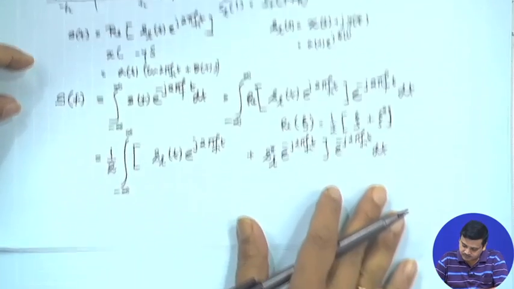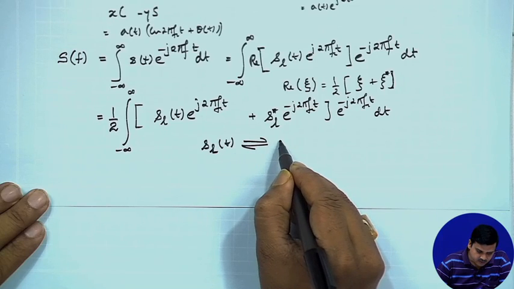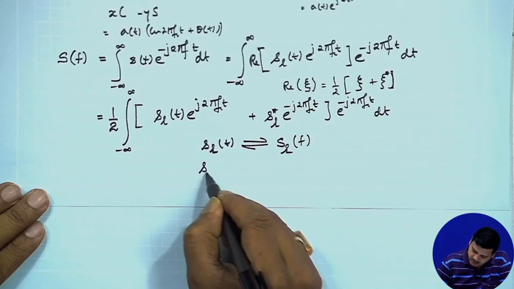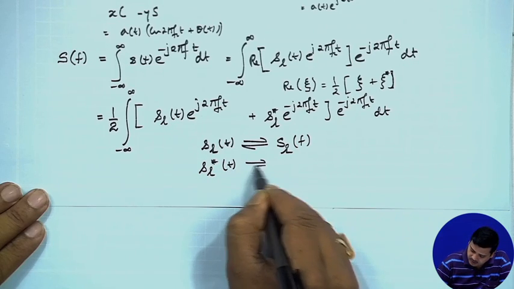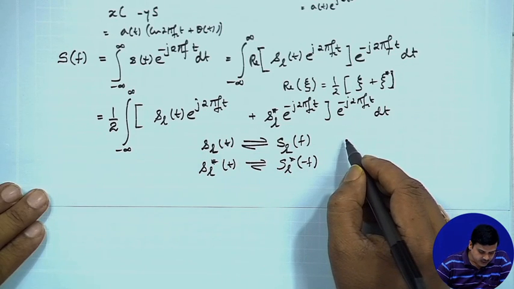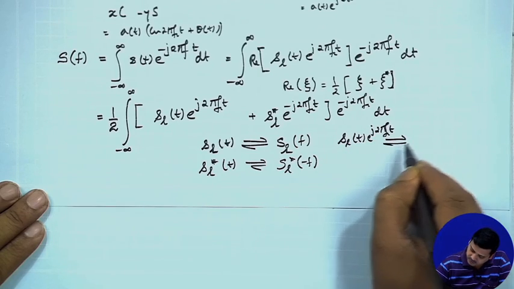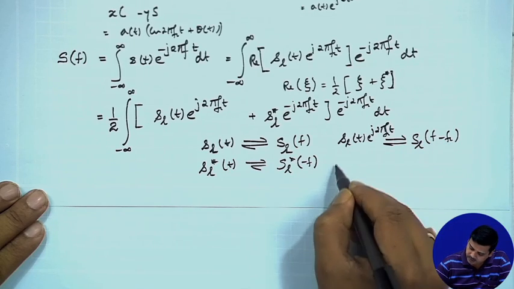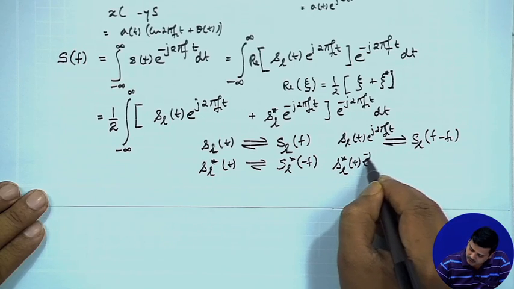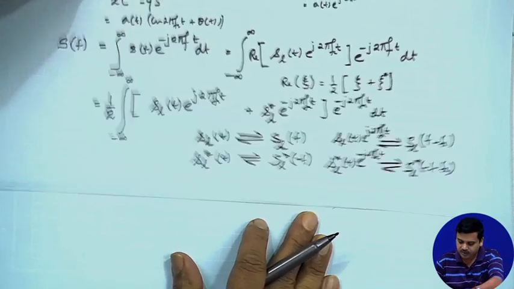This is the representation, and now we will use a few of the Fourier transform properties that we described in the previous lecture. Now you will see how these properties come in handy. We know that if s_L(t) has the Fourier transform pair S_L(f), then s_L conjugate(t) has the Fourier pair S_L conjugate(-f). We could also state that s_L(t) e^(j2πf_c t) would have the pair S_L(f - f_c), and similarly s_L conjugate(t) e^(-j2πf_c t) would have the pair S_L conjugate(-f - f_c). This is the relationship that we are going to use.